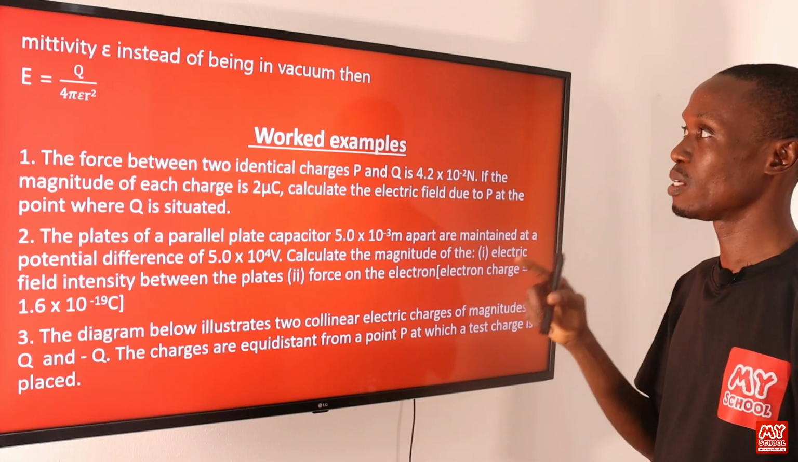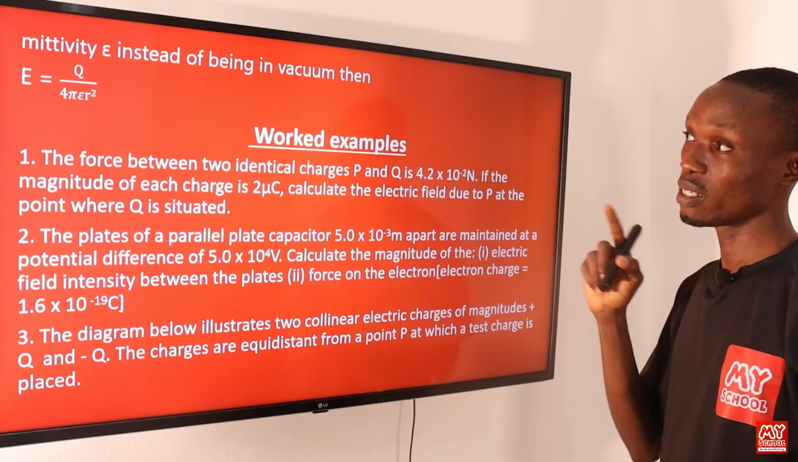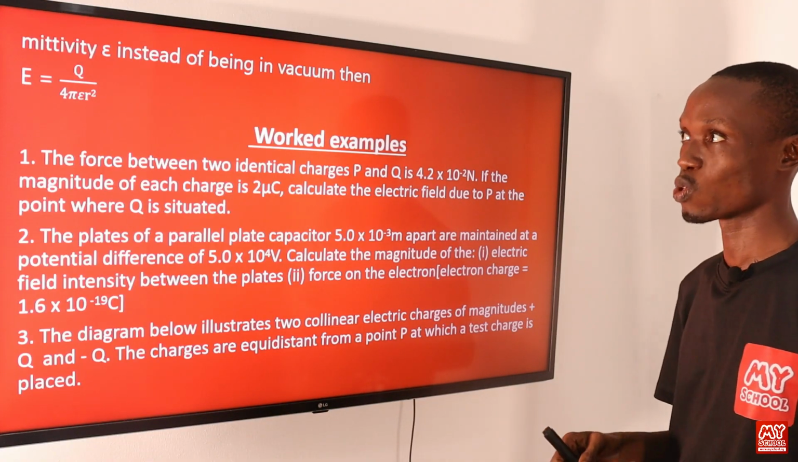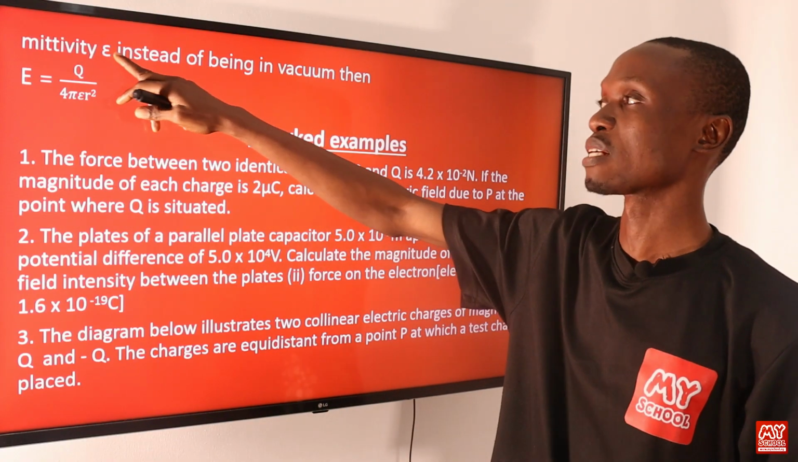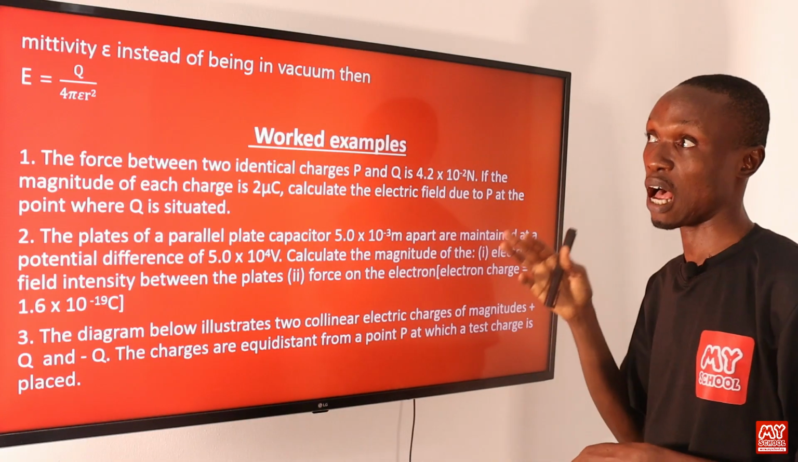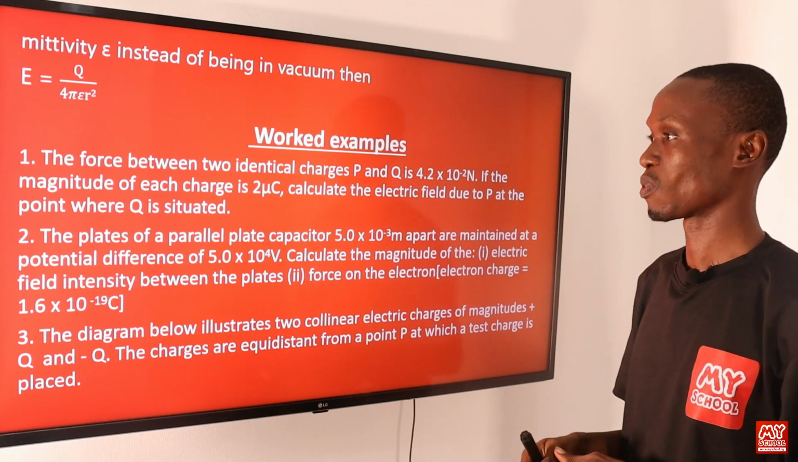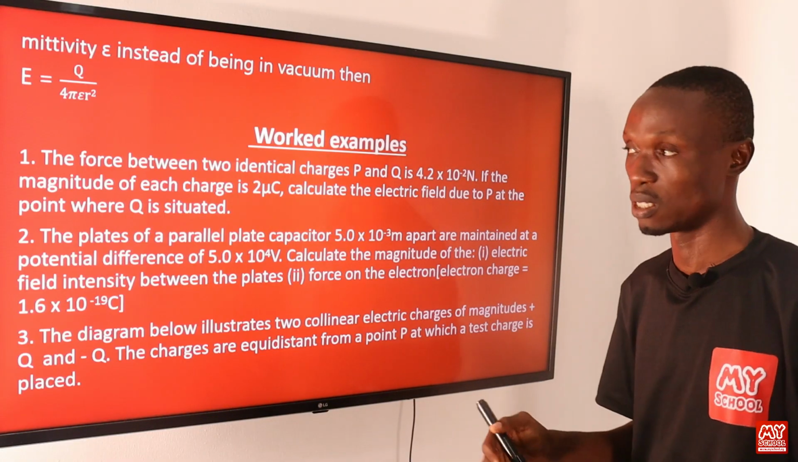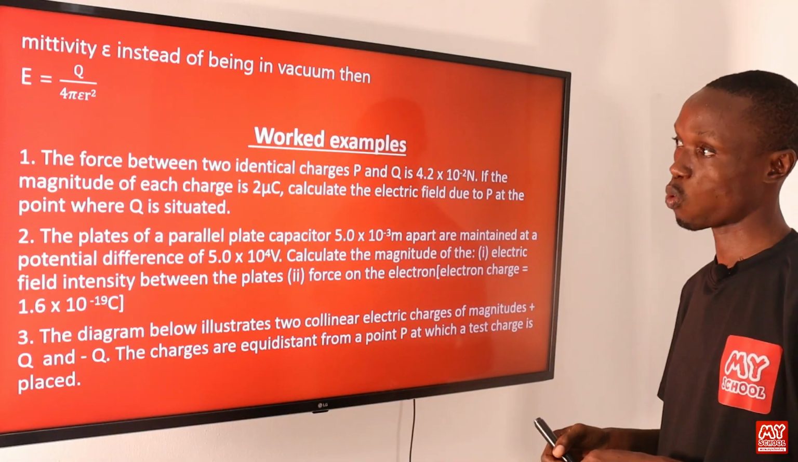Epsilon, instead of being in vacuum, then E is equal to Q all over 4 pi epsilon r squared. The epsilon here without any subscript is referred to as absolute permittivity. So here are some examples for us to put all these formulas we have seen to work. Let's begin with question 1.